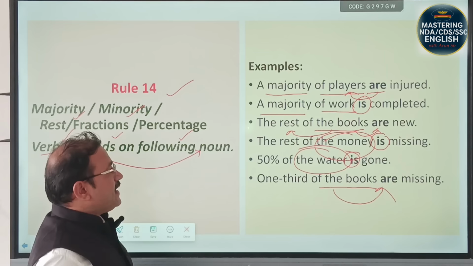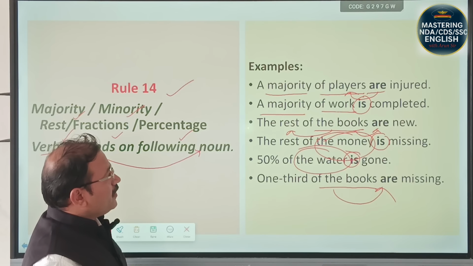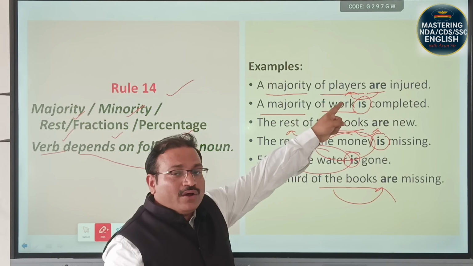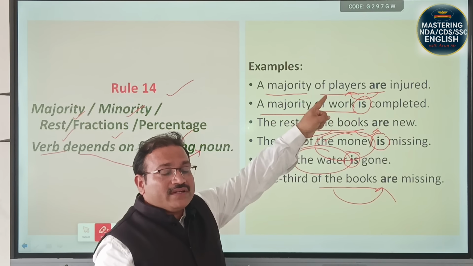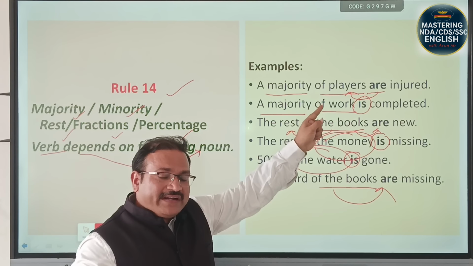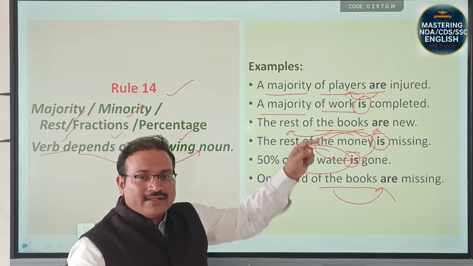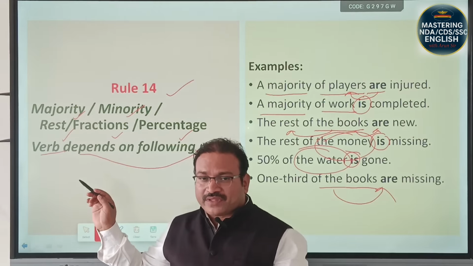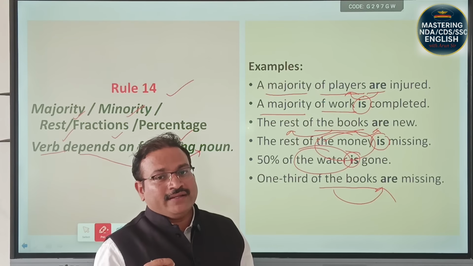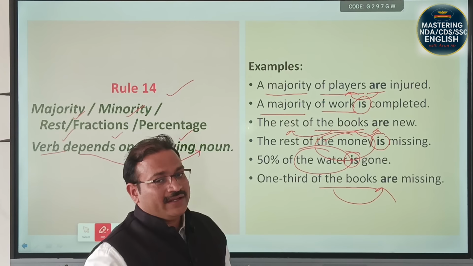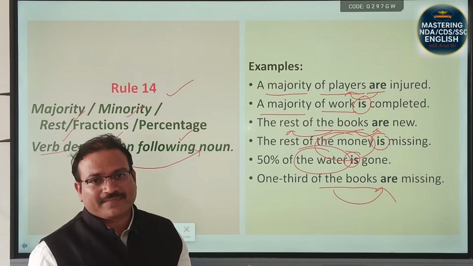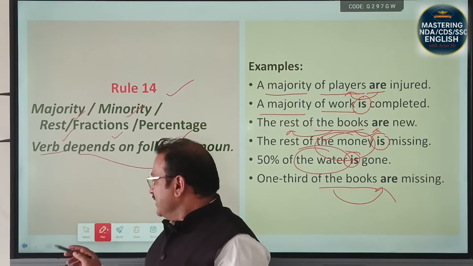Basically what you have to understand here, आपको समझना क्या है? You have to see whether the nouns are plural or singular, whether they are countable or uncountable. If it is countable, then these expressions will be plural. If it is uncountable, then it is singular and will take a singular verb. As simple as that. So let's see the next rule.